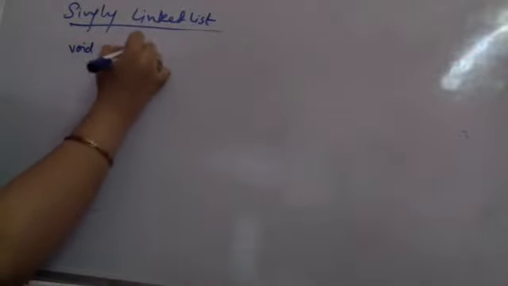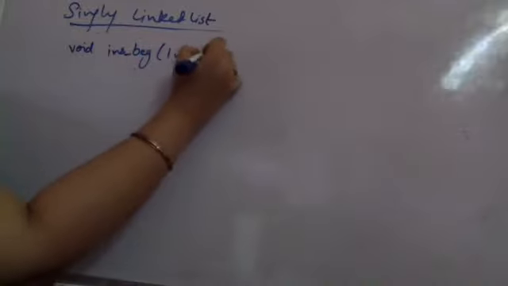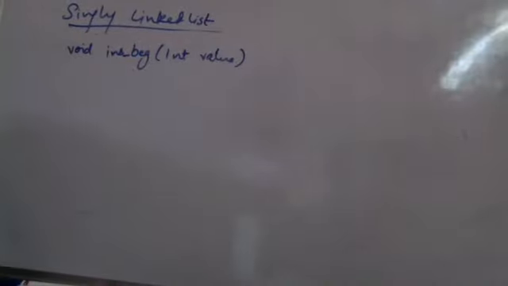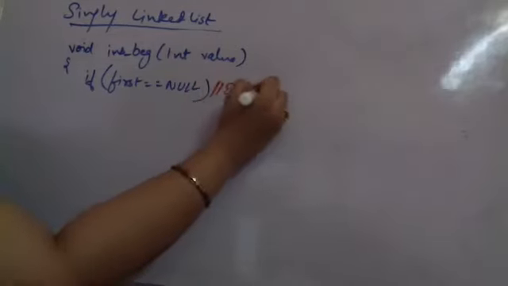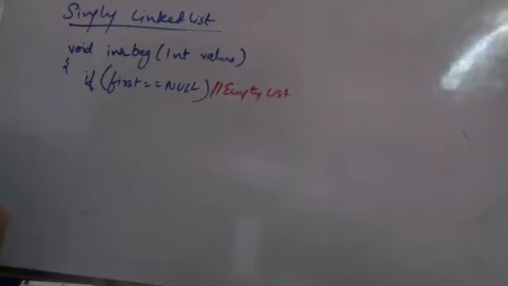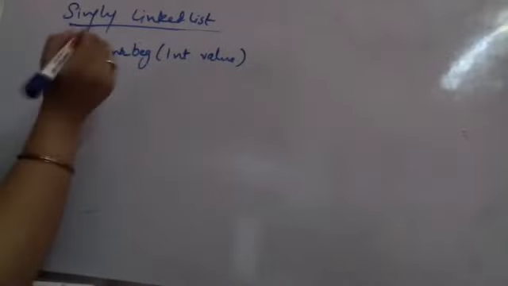So I am going to write a void insertion at beginning, and I am reading an integer value which is to be stored. First of all, I am checking if first is equal to null. If first is equal to null, it implies this is an empty list, so you just create a node and allocate it. Or you can first create a node and then start with the comparison. Let us create a node first.